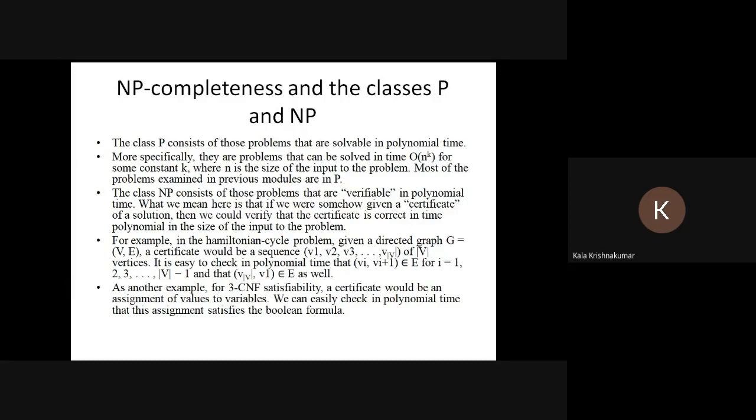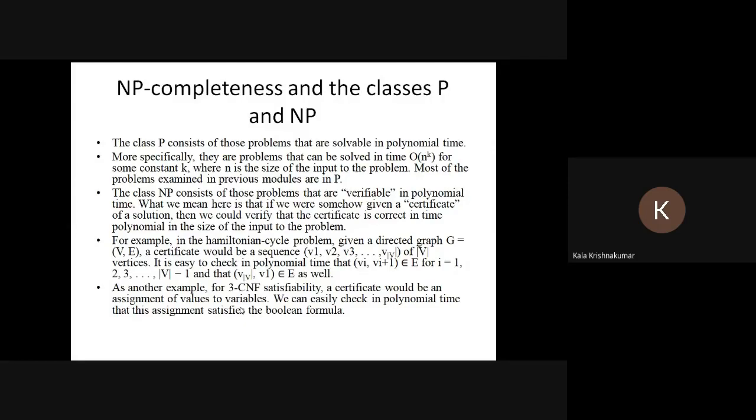And again, in the case of a 3CNF satisfiability problem, what is a certificate there? An assignment of values to variables. For example, I have n literals in that 3CNF. Then I can come up with values for each of these literals, based on which clause they appear in. So in that order, I can give you a certificate.